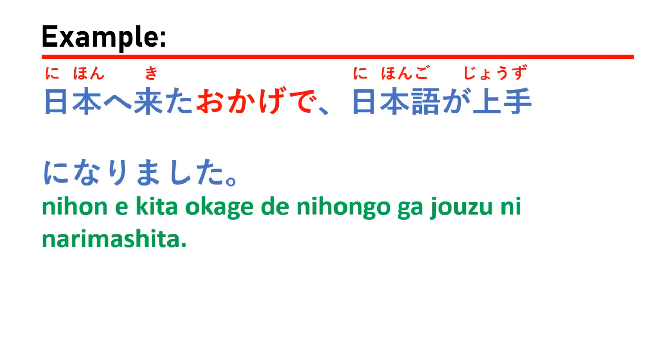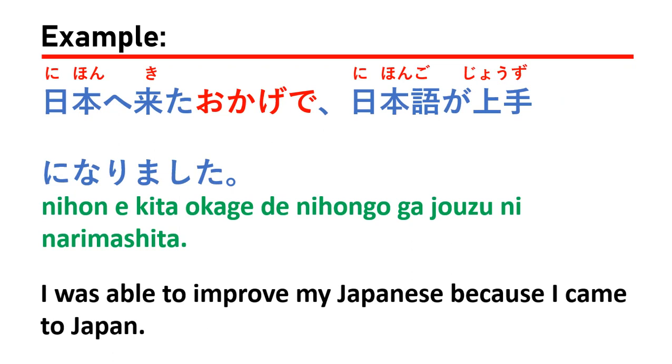The next example: 日本に来たおかげで日本語が上手になりました。日本へ来たおかげで日本語が上手になりました。This means that I was able to improve my Japanese because I came to Japan.